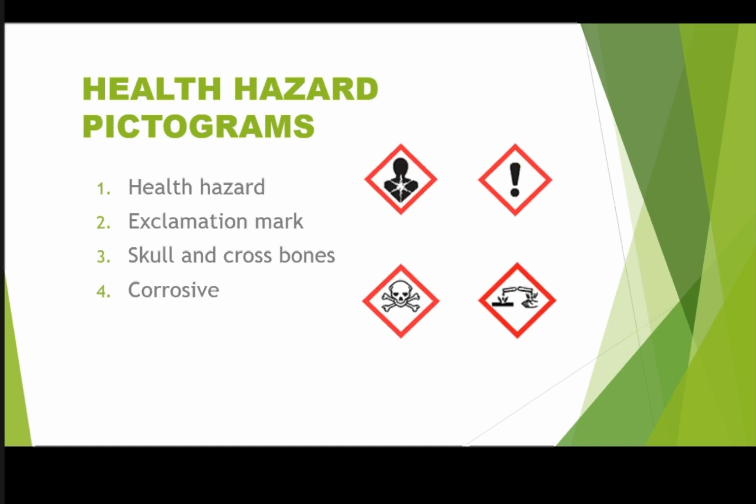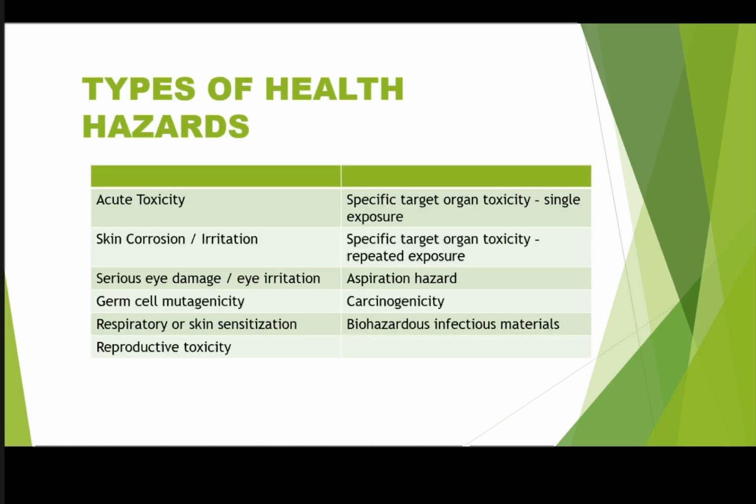Health hazard pictograms. These are 4 health hazard pictograms. These are types of health hazards: skin corrosion, eye damage, germ cell mutagenicity. That means changing your DNA. Specific target organ toxicity. An aspiration hazard. Carcinogenicity means getting cancer.